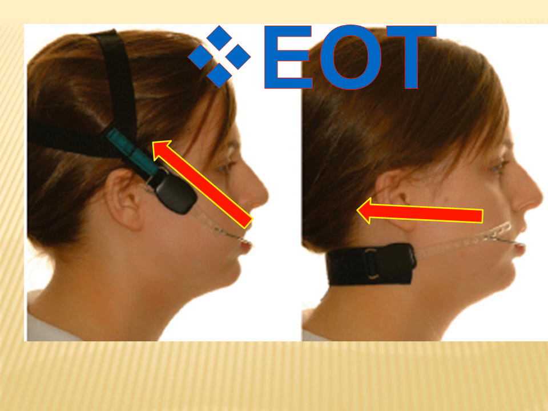The other decision for the management of class 2 division 1 malocclusion is by utilizing extraoral traction, or sometimes it's called extraoral headgear or extraoral anchorage. Such orthopedic appliances are most commonly indicated when the patient has a mild to moderate class 2 skeletal pattern. That means the ANB angle is more than 4 degrees.